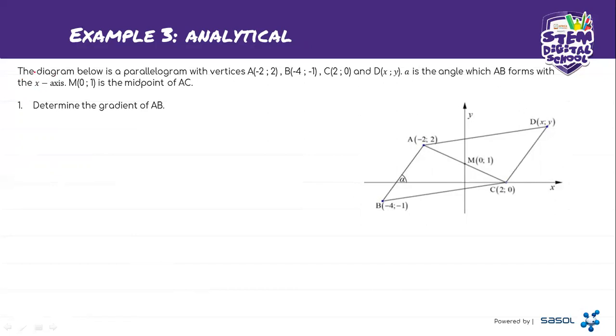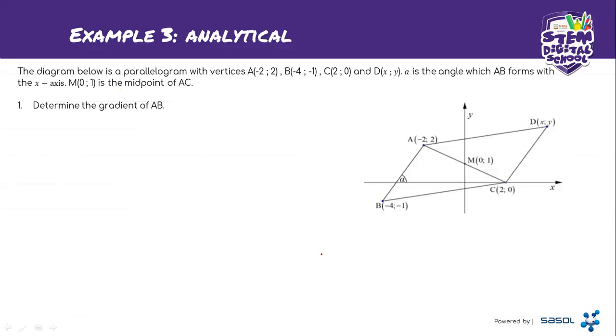The diagram below is a parallelogram. We are told the vertices are A (-2, 2), B (-4, 1), and C (2, 0), and D, of course, is (x, y). So we don't have coordinates for point D. You can see point D there. Alpha is the angle which AB forms with the x-axis. And M (0, 1) is the midpoint of AC.